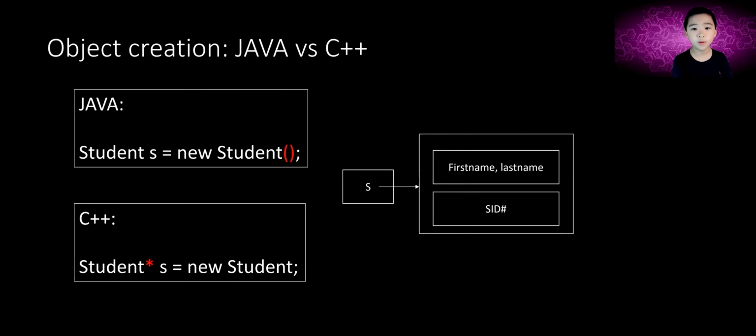Let's talk about the difference between object creation in Java and object creation in C++. In Java, we assign a student S to be a new student, and we put parentheses after student. In C++, though, we say student and then a star. S is equal to a new student. The result is still exactly the same in memory.